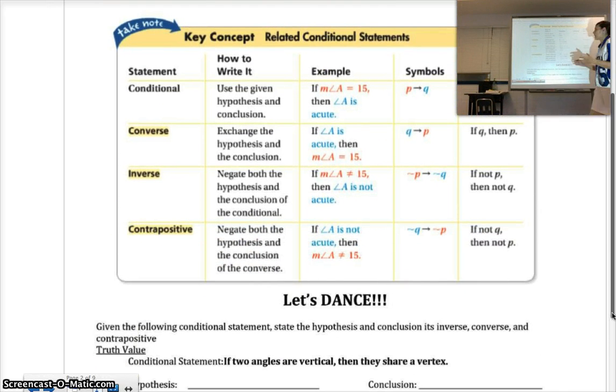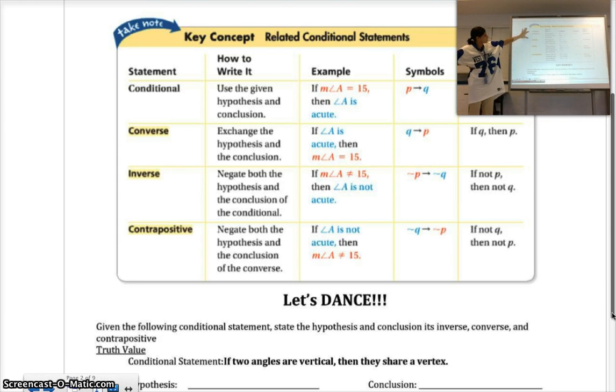Now what we're going to do is take this conditional statement and manipulate it. These are the three things we're going to do to a conditional statement. And again, I know this is going to sound very foreign to you, but I promise it will make sense in a second. Converse, inverse, and contrapositive.